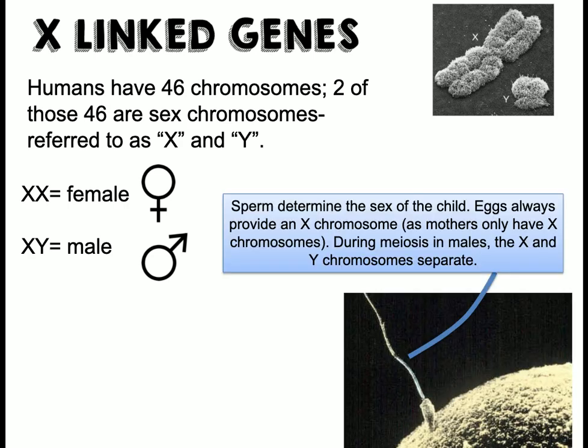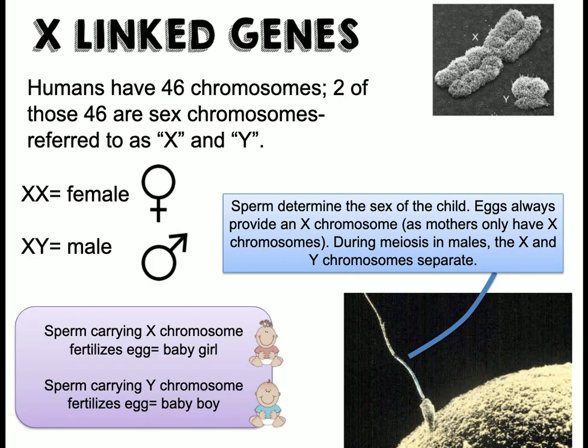So sperm determines the sex of a child. Eggs always provide an X chromosome, because that's all mom has to give. Males can give an X or Y. If the sperm has an X, you're a baby girl. If the sperm gives the Y, you're a baby boy.